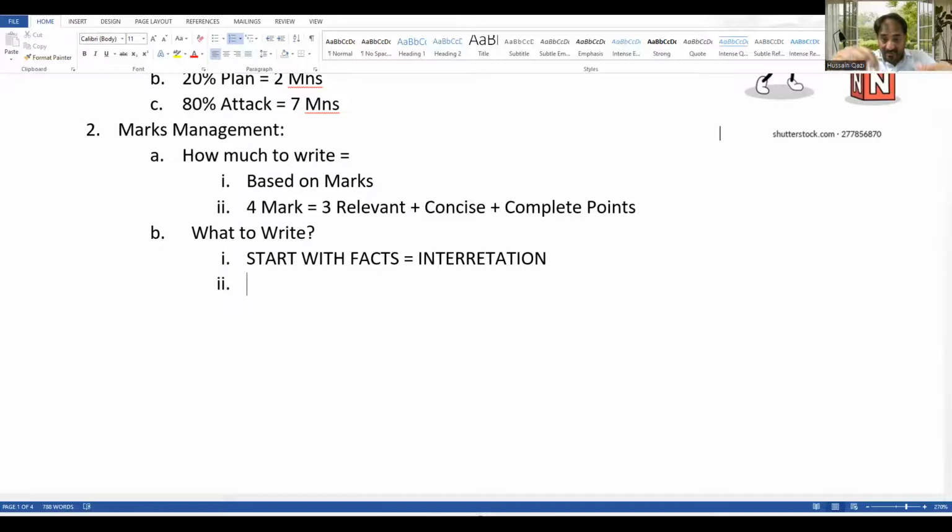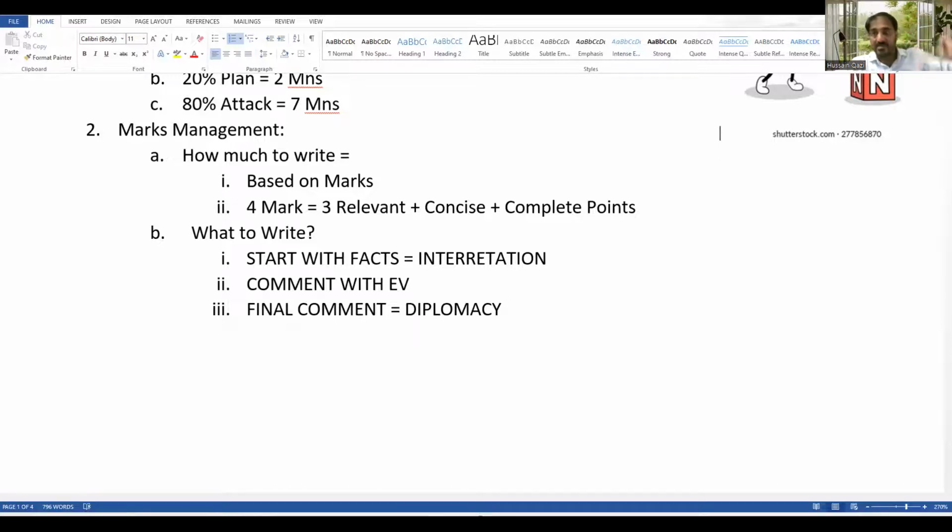Number 2, with this case, you need to comment with expected value. In fact, critique with expected value. Incorporate some points of skepticism. Then make a final comment. And always with the final comment, use diplomacy. What is the meaning of diplomacy? I will tell you. So first, the key points you need to pick up. Okay, I will write with this roadmap, with these points. Then start writing accordingly.